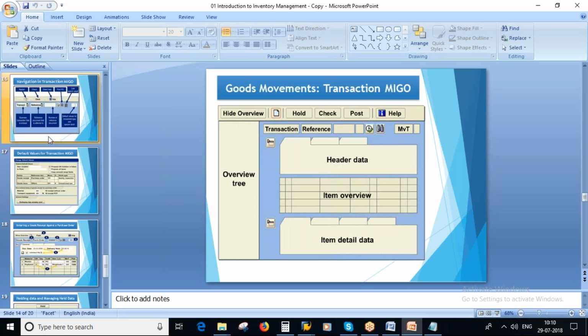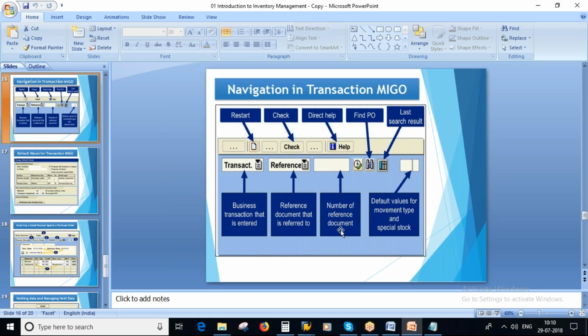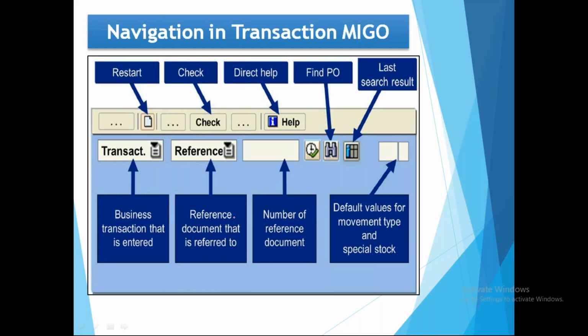Okay, so next we will discuss navigation in transaction MIGO. Basically navigation happens like this. You have a transaction, which is the business transaction you are going to carry out. Next there is a field called reference field, the reference document that is referred to, and the number of the reference document. You have the movement types, and the system will automatically propose the movement type. We will discuss movement type at a later point of time. And you have some other buttons, restart, check, all those buttons you have.